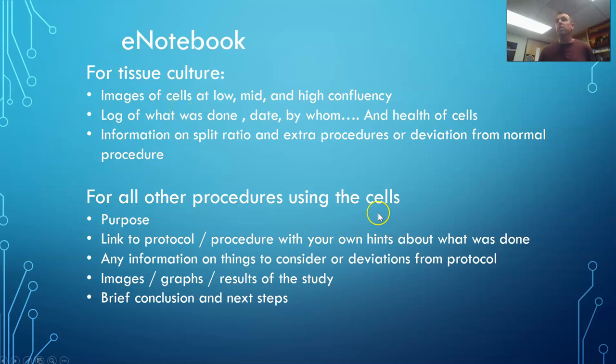The procedures using the cells, for example, our staining procedures, our cell viability assay, Western blots, things like that. Every time we do a procedure using the cells, you should have a purpose. So what are we doing and what is the purpose of this? All right? Immunocytochemistry, what are we staining for and what do we expect to see? This doesn't have to be long, but you want 3 or 4 sentences on what you were doing and why you were doing it.